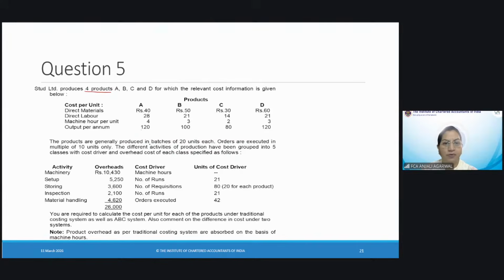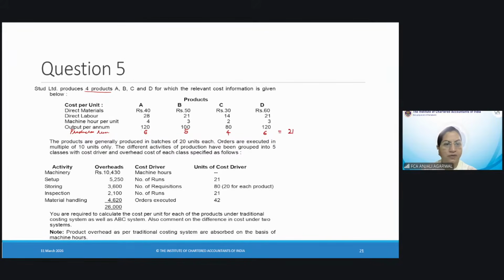So products are generally produced in batches of 20. So this means production run. How many times has a production run been undertaken? What is the batch size? 20. And it is the same for A, B, C, D. So 6 production runs have been done for A, 5 for B, 4 for C, and 6 production runs for D. A total of 21 production runs.